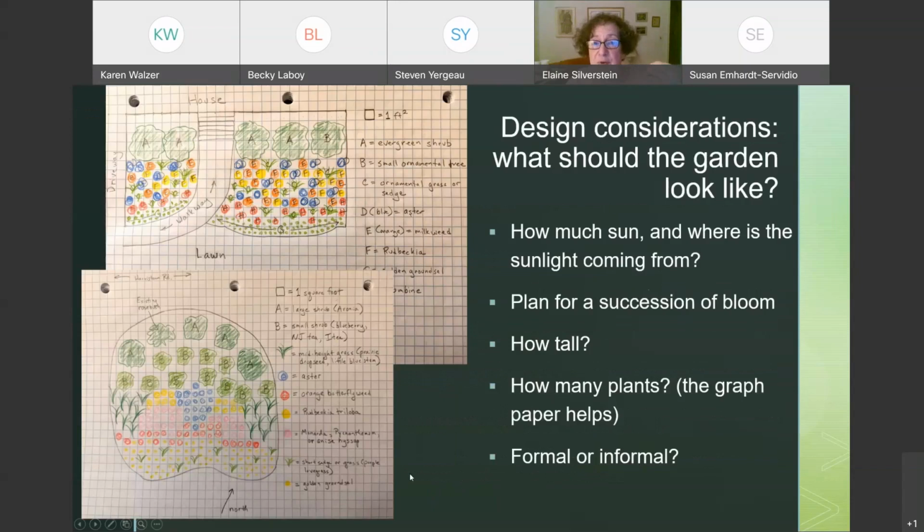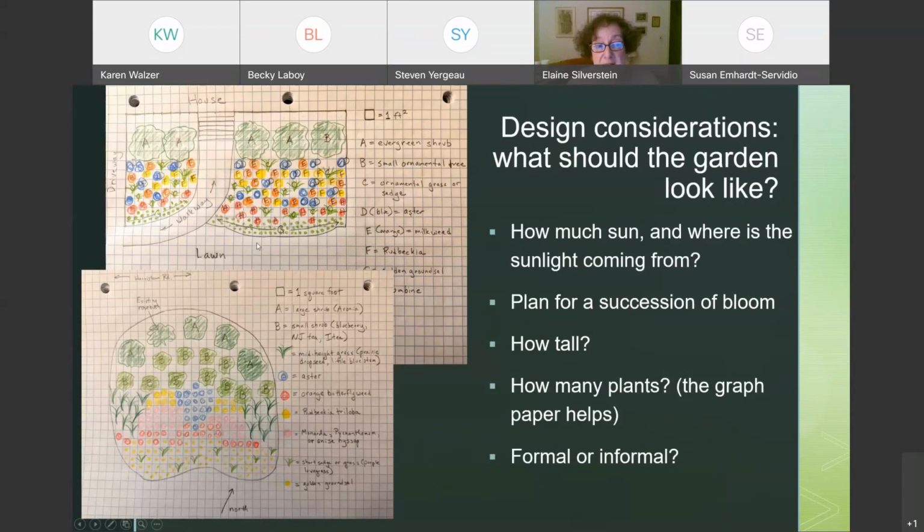So, design considerations. What should the garden look like? How much sun is there, and where's the sunlight coming from? We want to plan for a succession of bloom. We want to think about how tall all the different species are, because obviously you want to think about the viewpoint. If you're going to design a garden like this that people are going to walk around, we have to be able to look into it from all different angles.